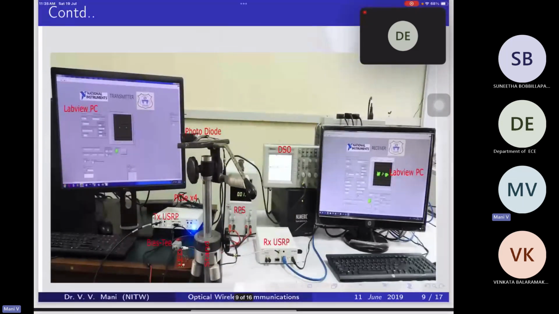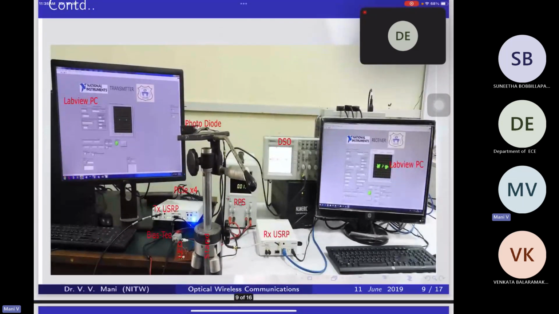So look at the diagram. Look at the diagram. There are two pieces. Only for the photographic picture we placed them side by side. Otherwise we have placed these two workstations at a 10 meters distance, like this hall. One is a transmitter, the other end is a receiver. So look at the first one.